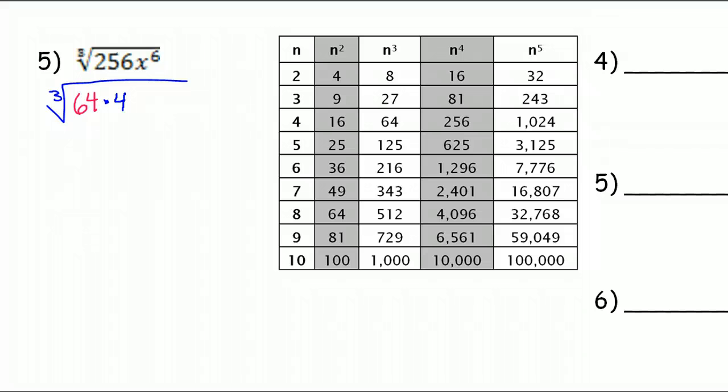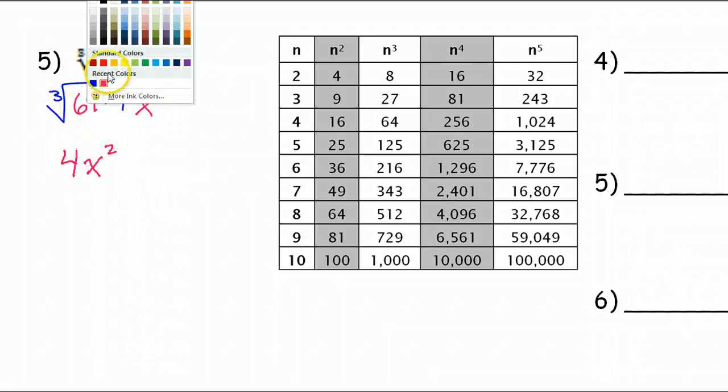Now, x to the 6th power is ready to go the way it is, because for variables you just need the exponent to be divisible by the root. 6 is divisible by 3. So everything here in pink is going to simplify and come outside the radical. So cube root of 64 is 4. So the 64 simplifies to 4. For the variable we just divide, so this will be x squared. 6 divided by 3 is 2. So that's it for the pink stuff.